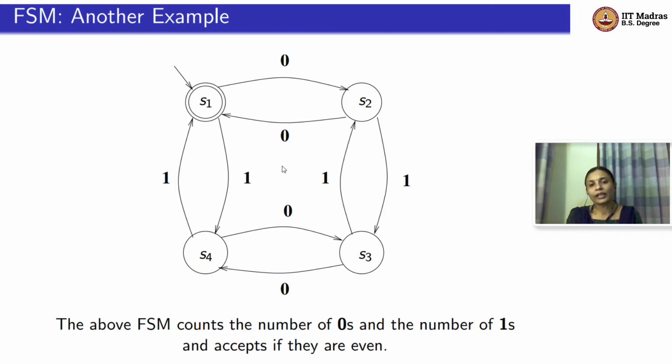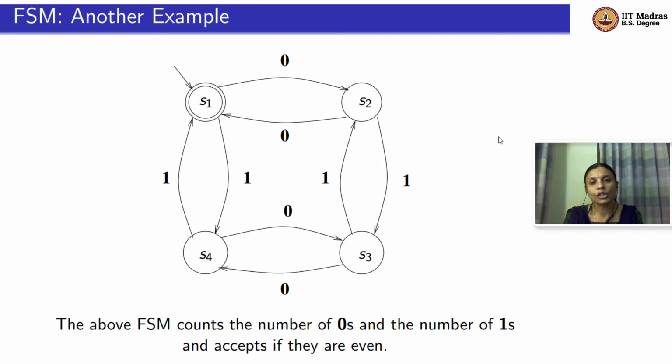So how does this finite state machine work? Let's take a simple input. Let's say 0, 0, 1, 0 as an input. If you see, the string has three zeros and one 1. Both are odd numbers. So this input string 0, 0, 1, 0 should be rejected by the finite state machine.